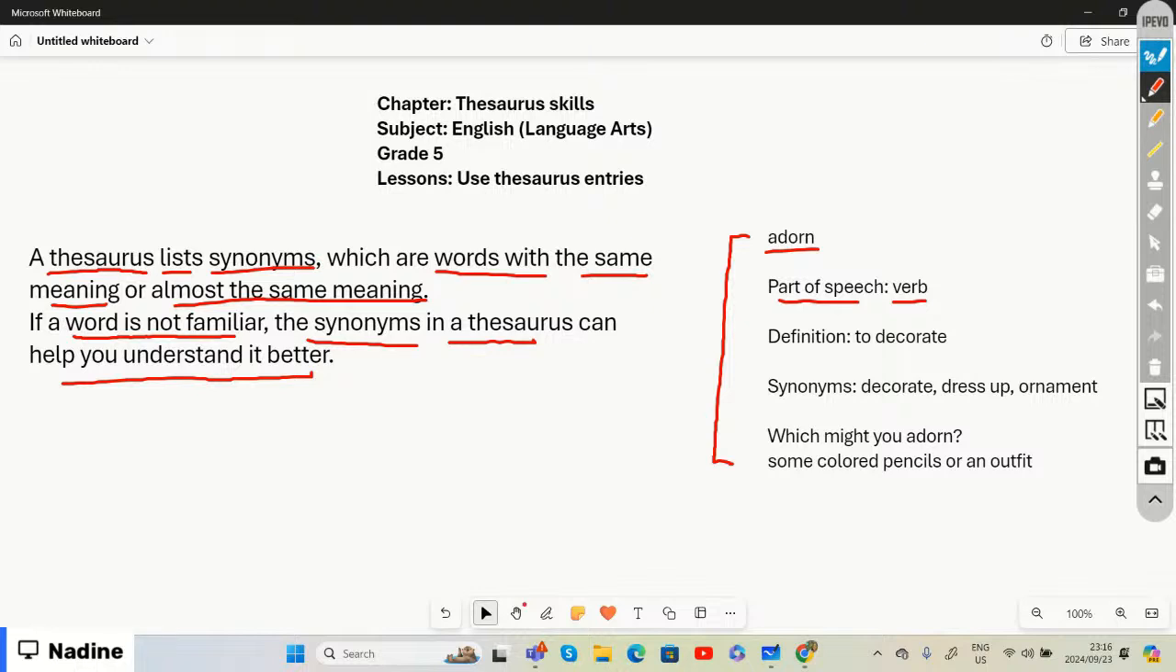And the definition of adorn is to decorate. So adorn is the word, it's a verb, and the meaning of adorn is to decorate. And now the synonyms, right? Words with the same meaning or almost the same meaning. The synonyms of adorn are to decorate, to dress up, ornament, right? That is adorn.